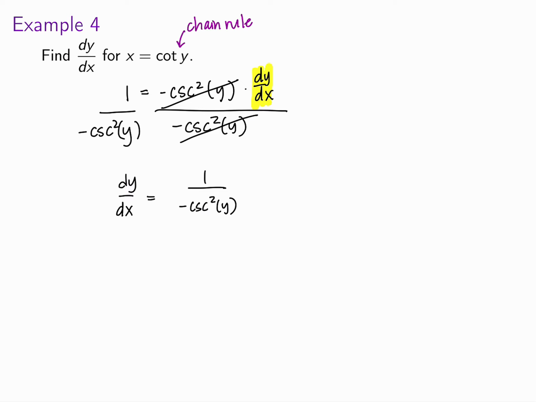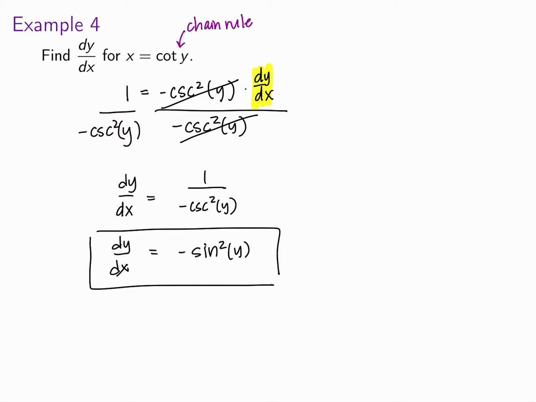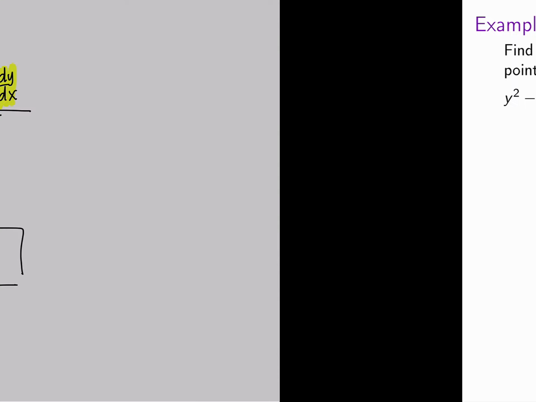I know my reciprocal identities for all of my trigonometric functions. So a cosecant on the bottom is really just a sine on the top. So dy dx is negative sine squared of y. So there is a little bit more simplified. Okay, let's go to our next example.